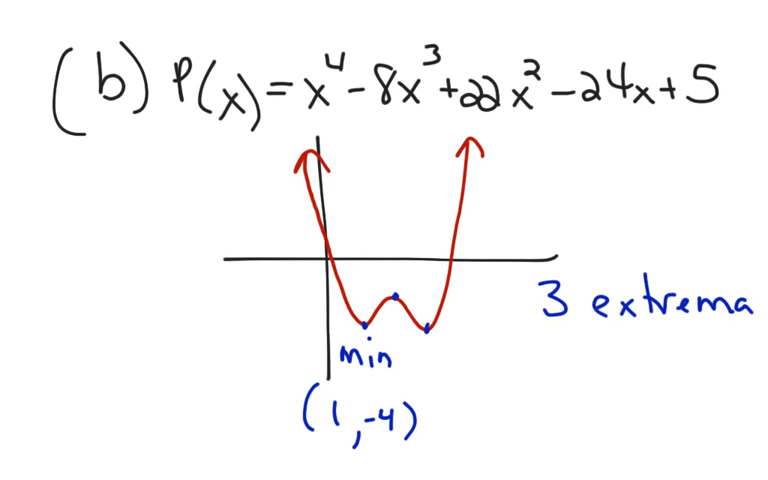The second extrema from left to right is at a maximum because it's at a high point. That maximum is at approximately 2, negative 3. I'm just using the min and max functions on my calculator. And then the third one is also a minimum. And it is at approximately 3, negative 4.